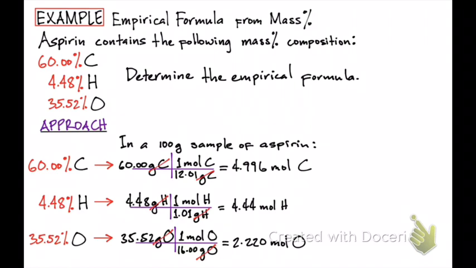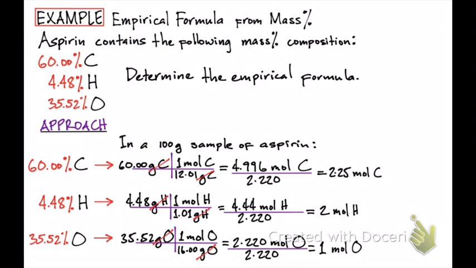Okay. And then you're going to analyze the numbers and see which one is the smallest number. So you can see that this is the smallest number here, 2.220. And so we're going to divide every single number here by 2.22. All right, so we're going to divide all these numbers and we get these ratios here, right? So this is a result of the division. And so you get 2.25 moles of carbon, 2 moles of hydrogen, and 1 mole of oxygen.